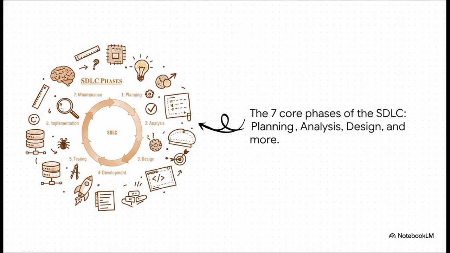It all starts with planning, figuring out if the project is even possible and what you'll need to succeed. Then you move into analysis, where you do a deep dive into what users actually need. From there, it's on to design, creating the technical blueprint for how it's all going to work. Then comes the fun part, development, where the code actually gets written, followed by a ton of testing to find and squash every last bug. After that is implementation, getting it out into the world. And finally, there's maintenance, which is all about keeping things running smoothly and making it better over time.